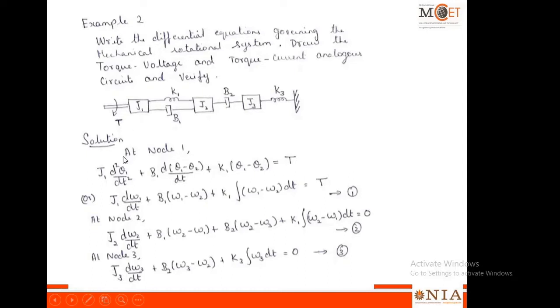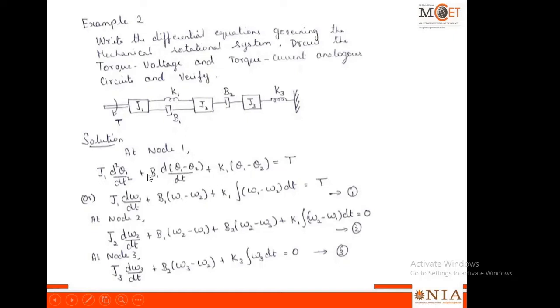So it is J1 into d square theta 1 by dt square plus B1, which is connected between node 1 and node 2. So it is d theta 1 by dt minus d theta 2 by dt. So that is for the second element B1. Third element K1, it is K1 into theta 1 minus theta 2 is equal to torque T.